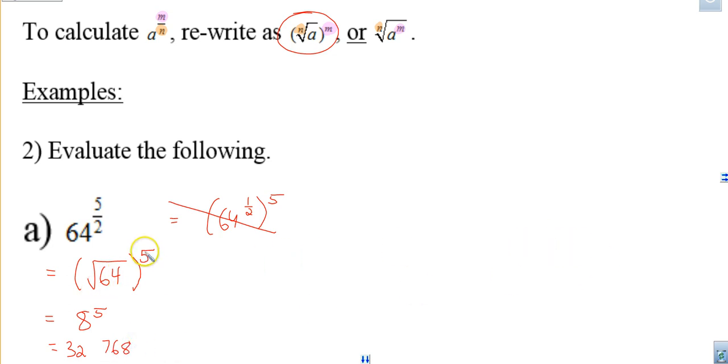Again, as an alternate solution, you could have the square root of 64 to the power of 5. So you can do the exponent first to the base and then square root it. But if you try to do 64 to the power of 5, that's going to be a very big number and mistakes might happen. But it does still work. You will still get the same answer, but this method is preferred.